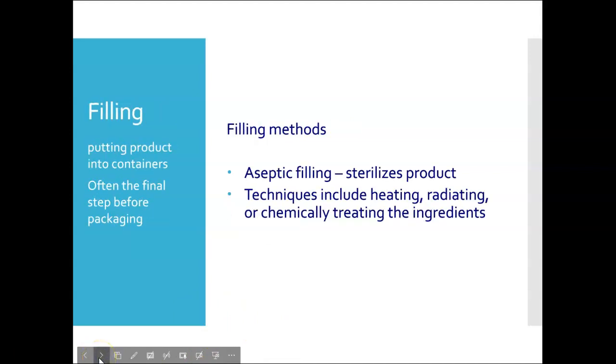Lastly, we will talk about filling methods, where we put products into containers. This is one of the very final steps before it goes to packaging. The main thing you want to realize here is that we typically are doing what's referred to as aseptic filling, i.e., there's some way to sterilize that product. With that, we've got techniques here. Again, we can use heat, we might radiate, or we can chemically treat these ingredients as well to help eliminate contaminants from getting into the actual product.